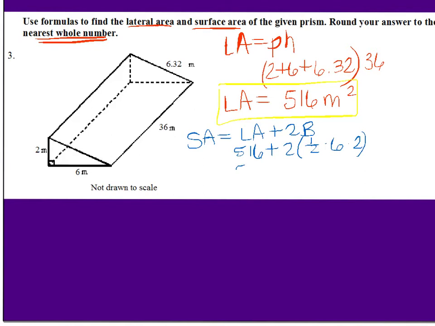And then doing our math here, we get 516 plus 2 times half of 6 is 3. 3 times 2 is 6. And then 2 times 6 is 12. So adding this together, we get 528 meters squared. And here's our answer for surface area.